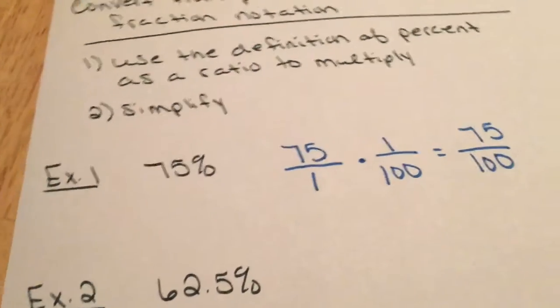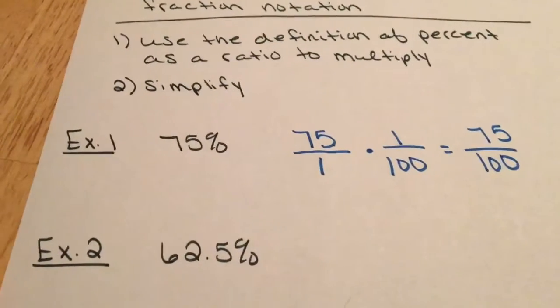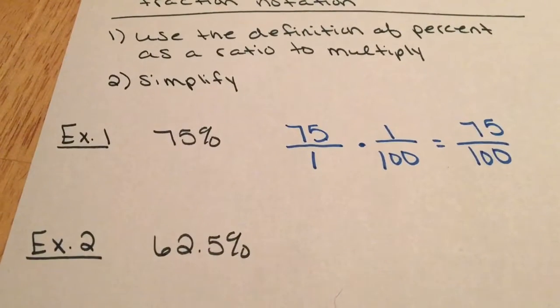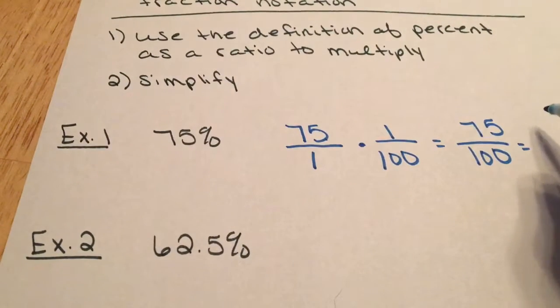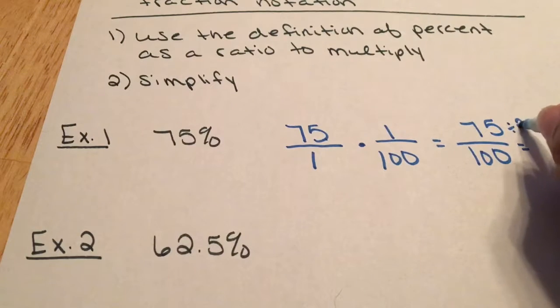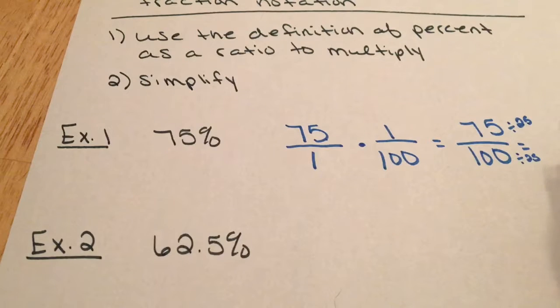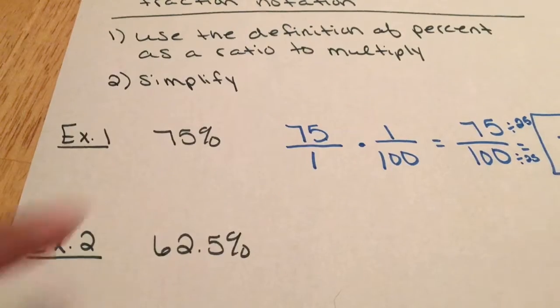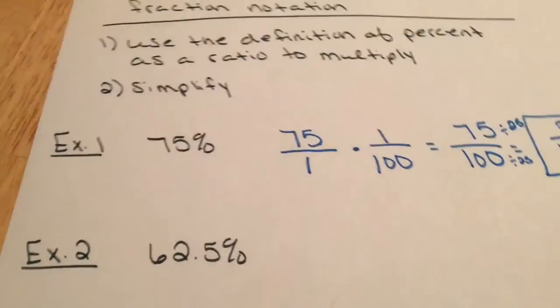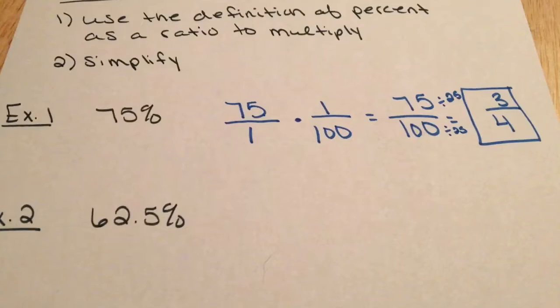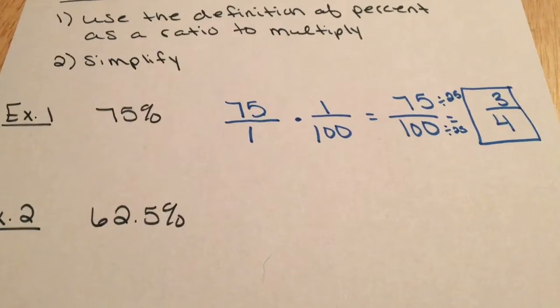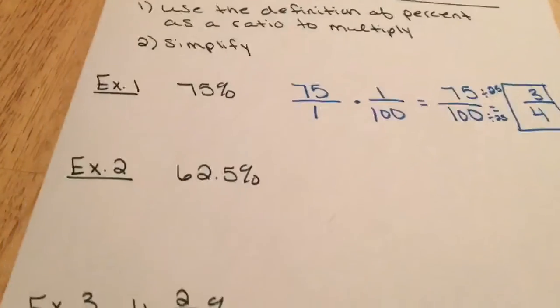For those of us who do remember multiplying fractions, I could have reduced before I multiplied. Instead, I'm going to go ahead and reduce now. I can divide each of these by 25, and I'm going to get 3 over 4. So 75% is 3/4 as a fraction. Now that was one that a lot of us probably know. But let's look to see what happens in example 2.